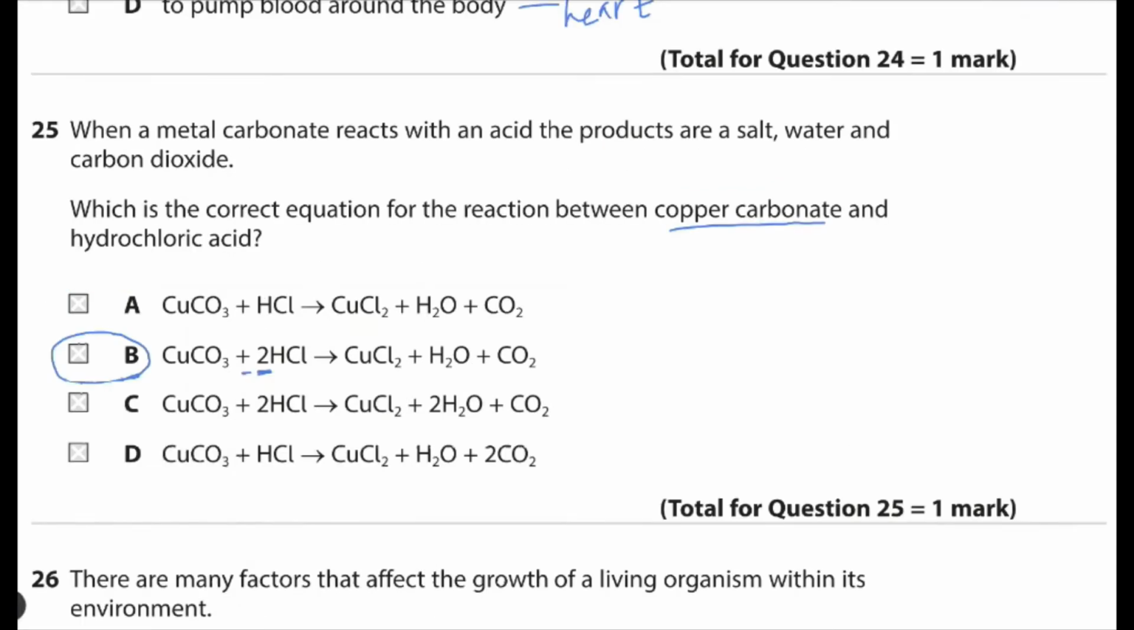Now to understand how this equation is balanced, there are 2 methods. One thing you can remember this type of equations. The second one is if you know balancing equation.